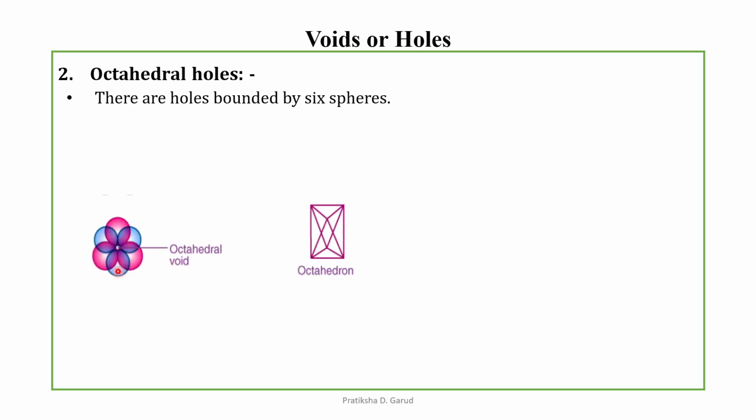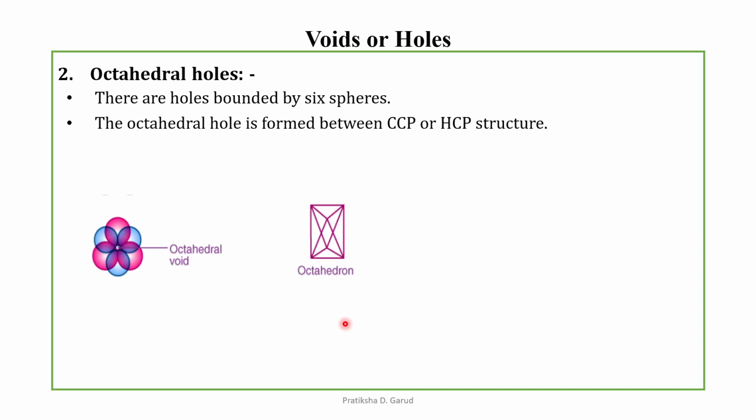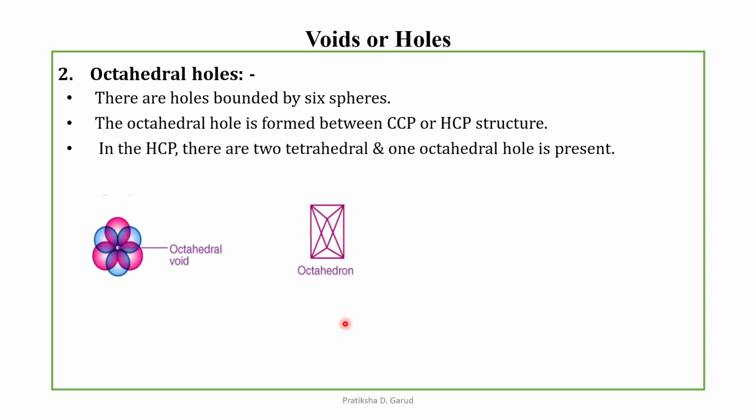Suppose this pink one represents the first layer, and the blue one above represents the second layer. The space or unoccupied volume between these 6 is known as the octahedral hole or octahedral void, and it forms an octahedron. So the octahedral hole is formed in a CCP or HCP structure. In the HCP there are 2 octahedral holes and 1 octahedral hole in the other. The coordination number as usual is 6.